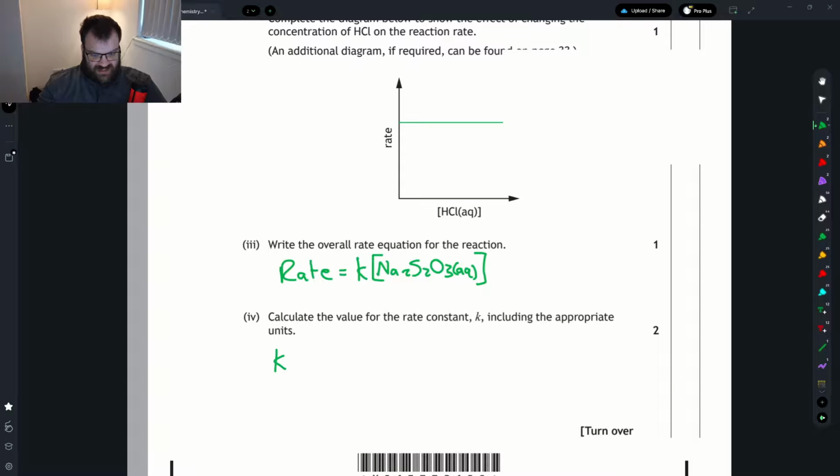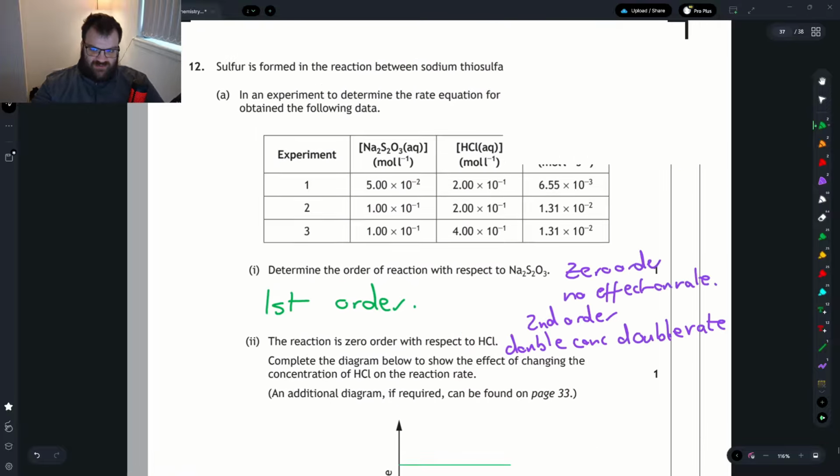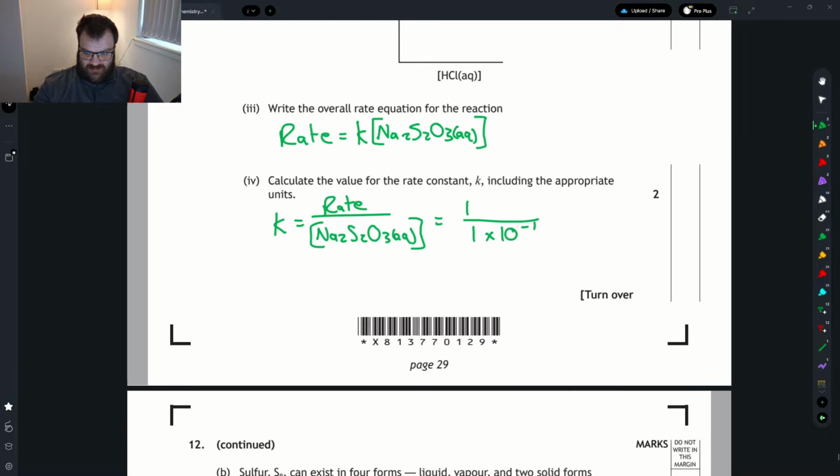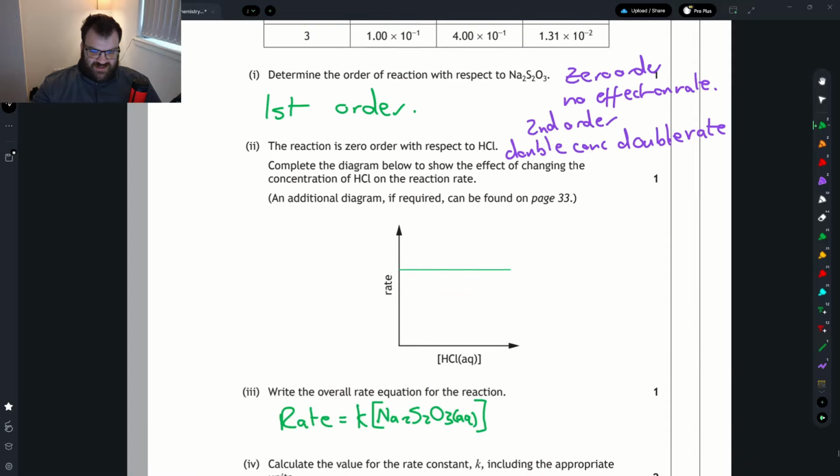Well, if we rearrange this, k will equal rate over the concentration of the sodium thiosulfate, like so. We can pick any of the reactions, it doesn't matter. I'm just going to go for the bottom two because they're there. So 1 times 10 to the minus 1, 1.31 times 10 to the minus 2, and the calculator it goes. That is 0.131.